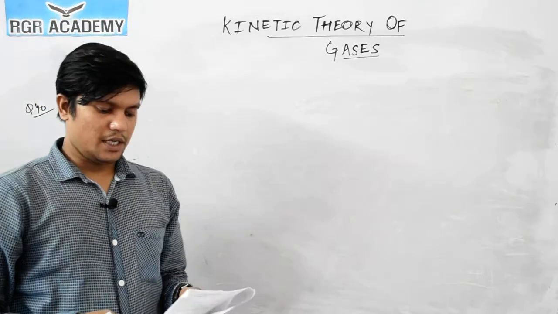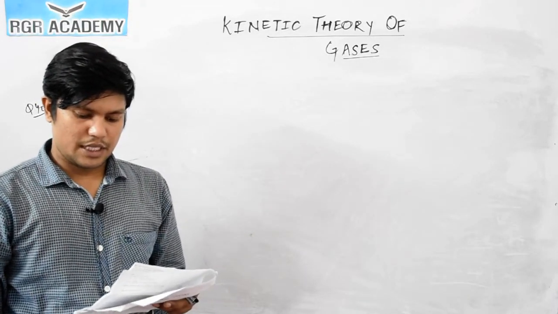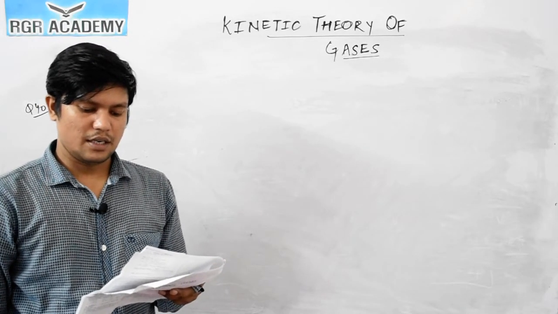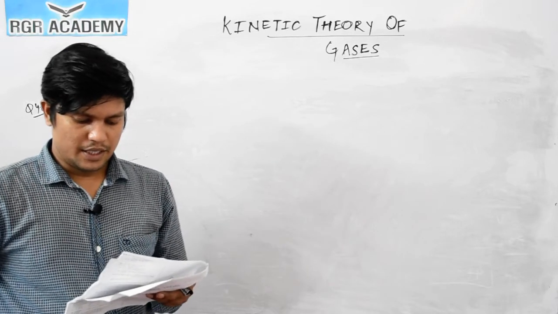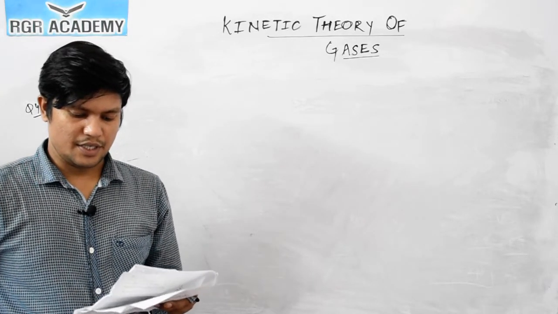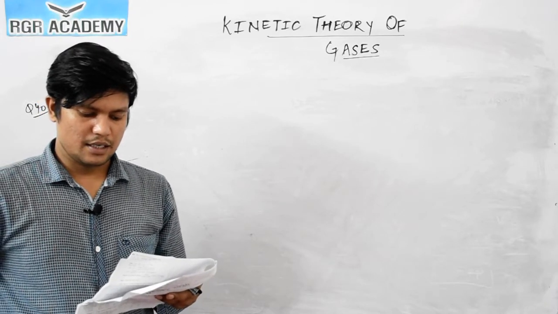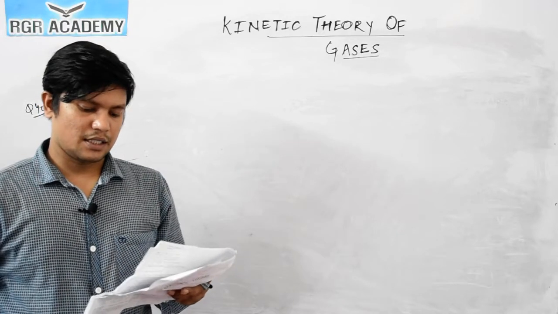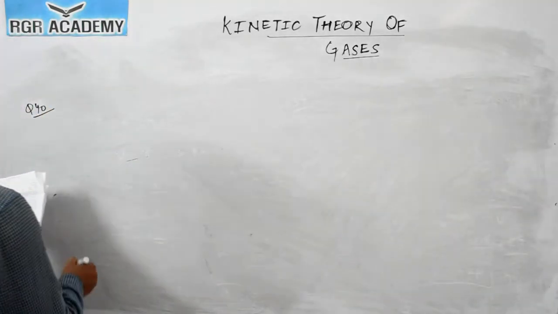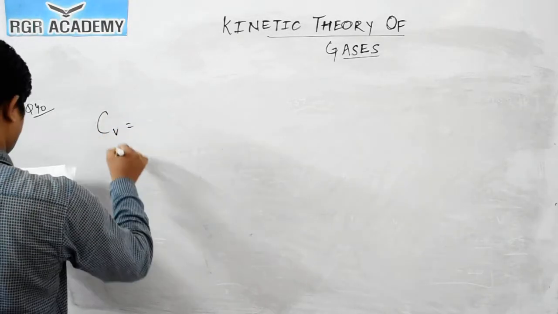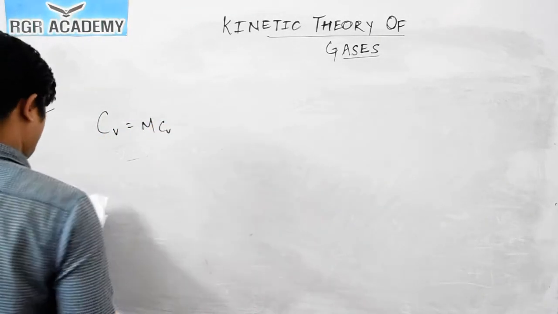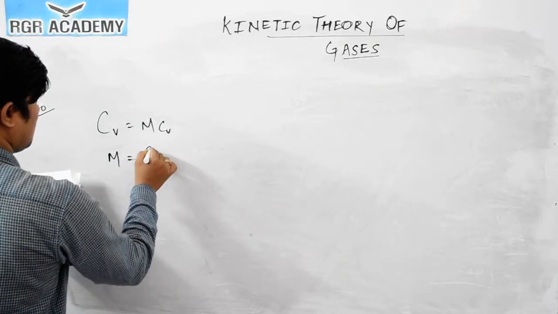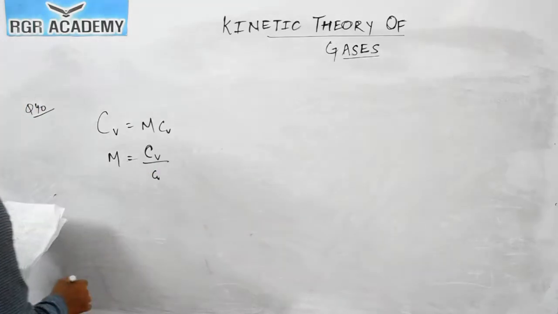So for question number 40, the specific heat at constant volume for a monatomic argon is 0.075 kilocalories per kg per Kelvin, while its gram molecular specific heat Cv is equals to 2.98 calories per mole per Kelvin. The mass of argon atom is, so they are asking the mass of argon atom, okay. So we know that Cv is given by m into cv, okay. So m we can write down as capital Cv by small cv, okay.